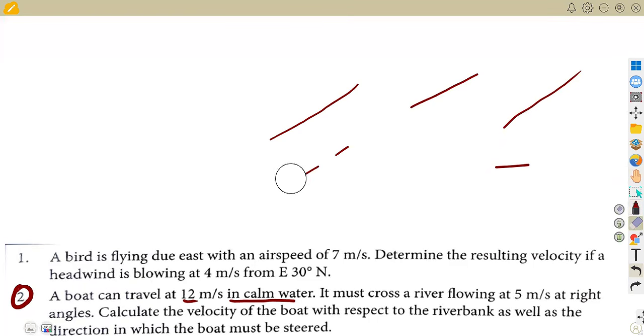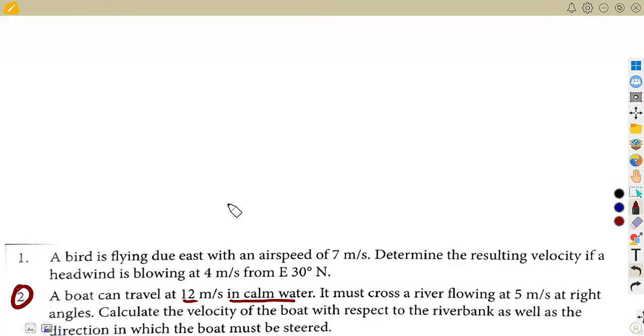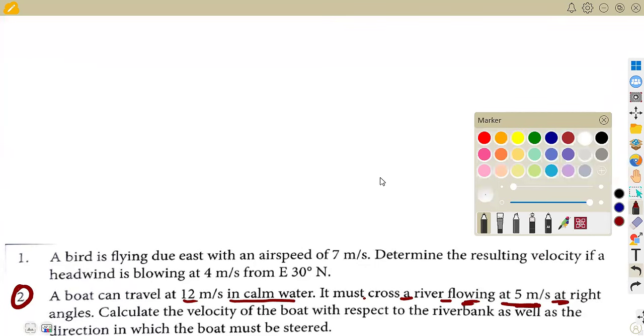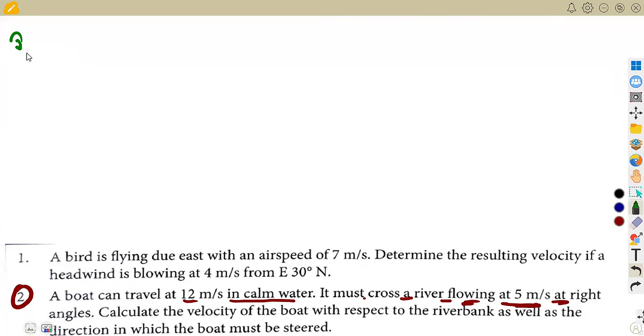So the question is here, the boat that we have here travels at 12 meters per second in calm water. It must cross a river flowing at 5 meters per second at right angle. So it must cross a river. Take note, the river flowing at. Okay, this is it, guys. Let's do this. That's question 2.